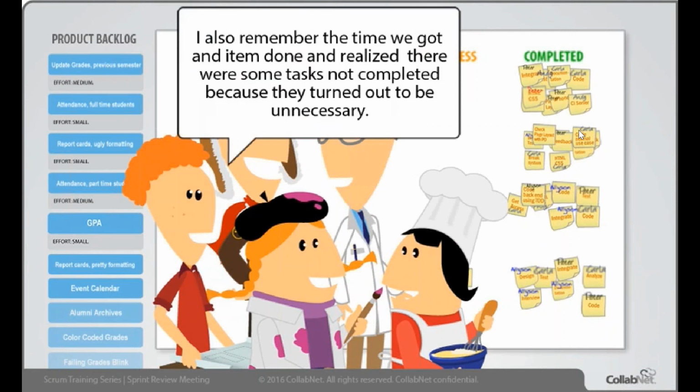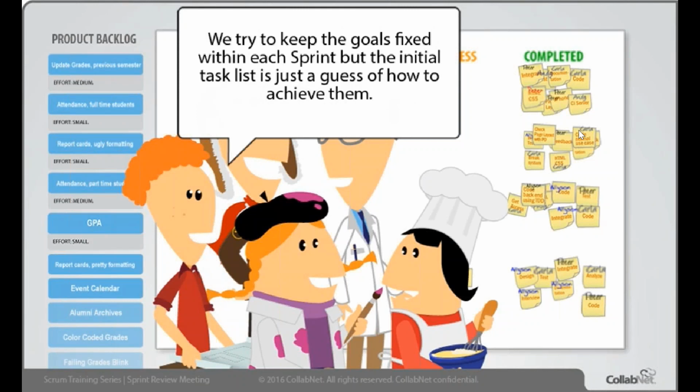I also remember the time we got an item done and realized there was a task not completed because it turned out to be unnecessary. We tried to keep the goals fixed within each sprint, but the initial task list was just a guess at how to achieve them.